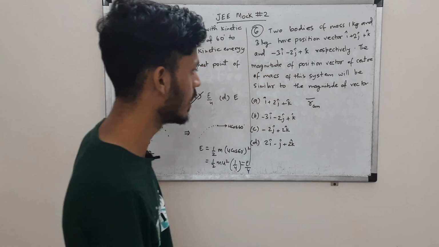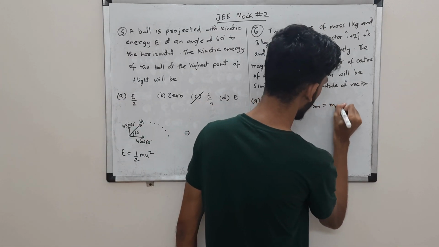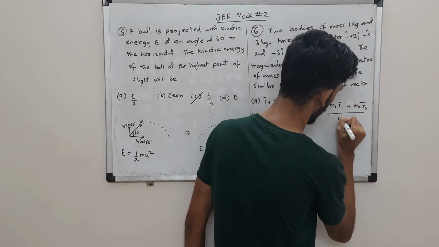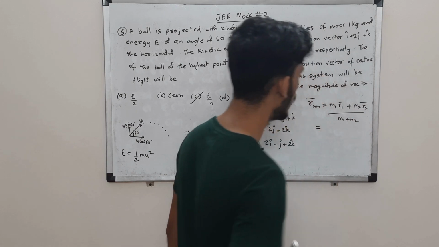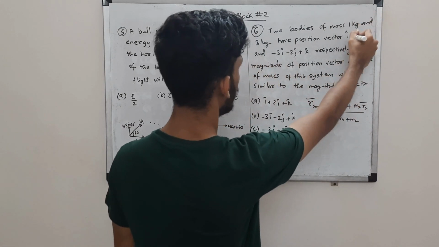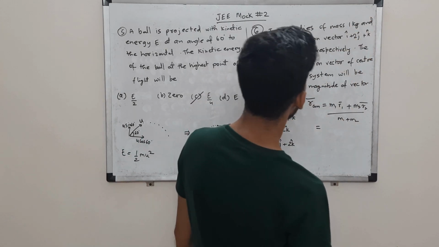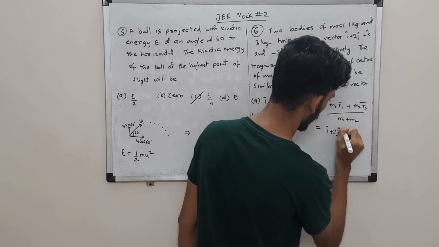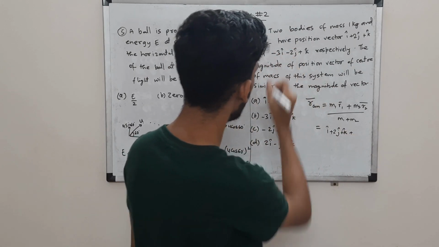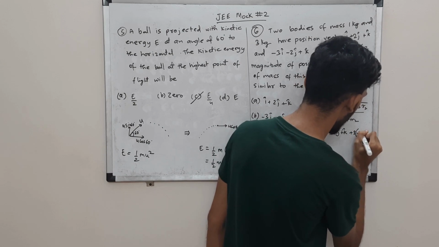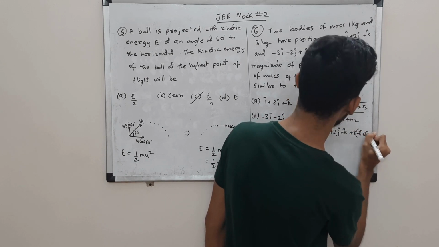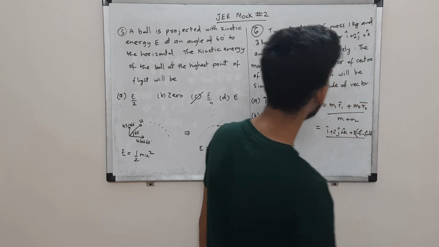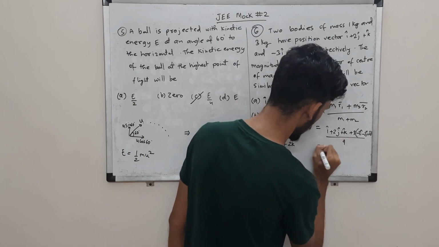The position vector of the center of mass is given by the simple formula: m1 r1 plus m2 r2 upon m1 plus m2. So m1 is 1 kg, times its position vector, which is i cap plus 2j cap. So 1 into this vector, plus 3 times this vector, minus 3 i cap plus 2j cap, minus 2j cap plus k cap. Now that is divided by 3 plus 1, which is 4.